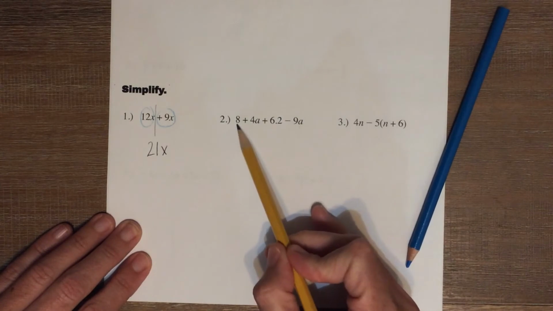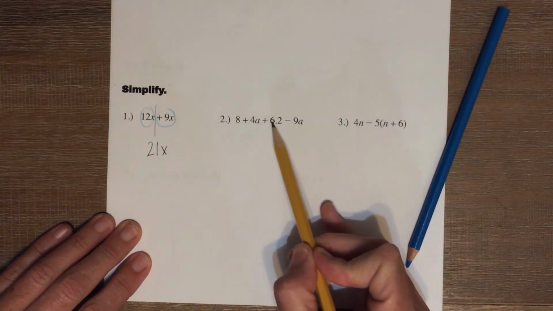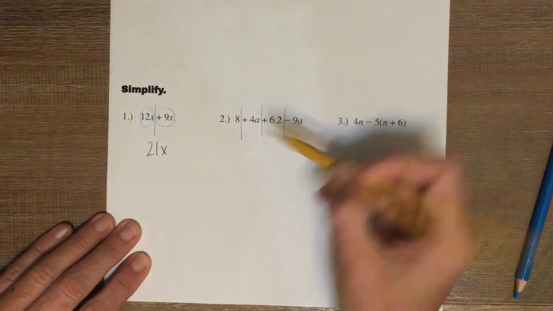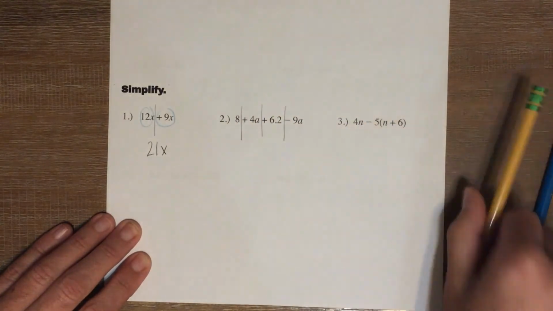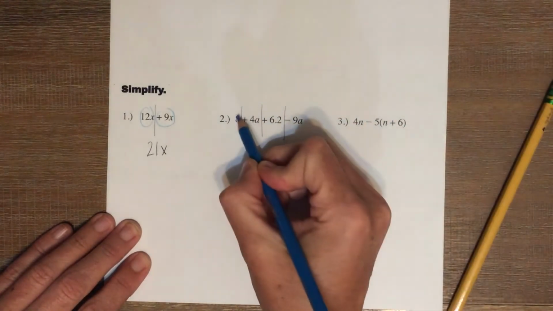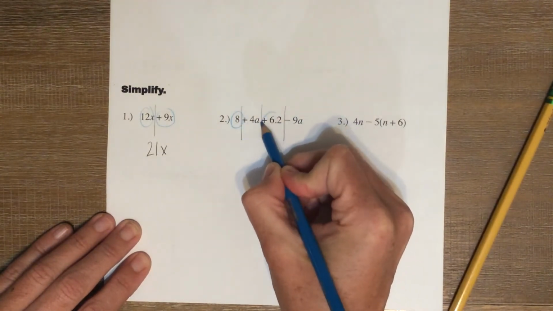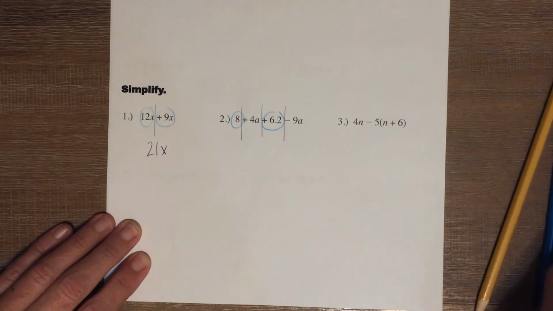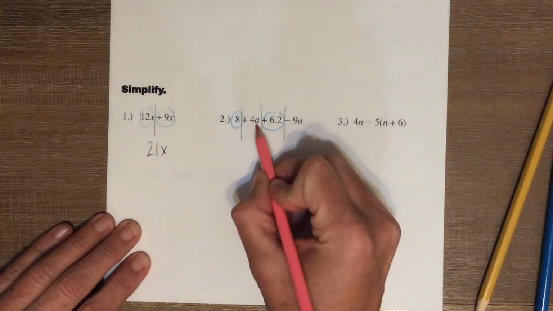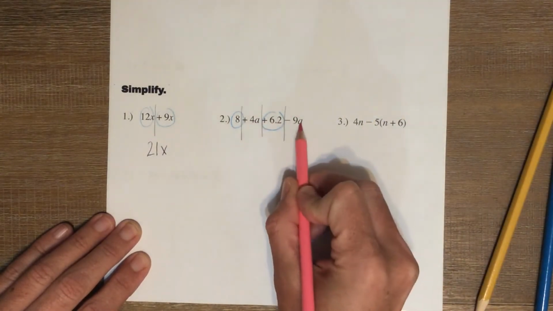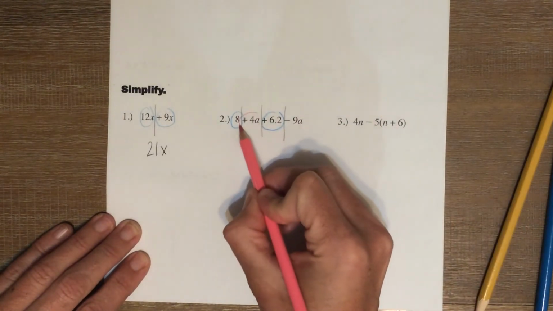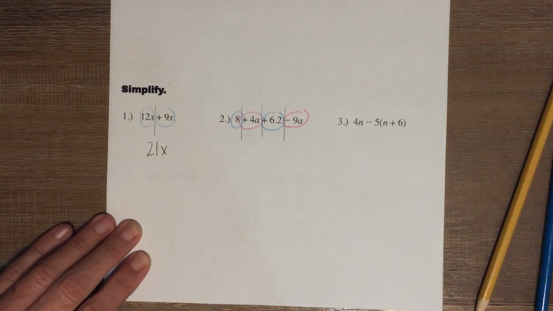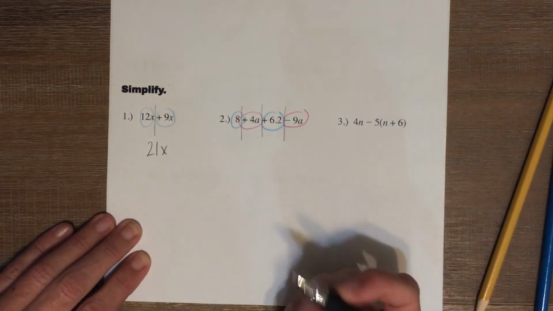Number 2 says 8 plus 4a plus 6.2 minus 9a. This has 4 terms, and we can identify which ones are alike. This is 8, and that's 6.2. Both of those have no variables, so they are like terms. This one has a variable of an a, and this one has a variable of an a, so positive 4a and negative 9a are like terms. And then we just combine the ones that are alike.